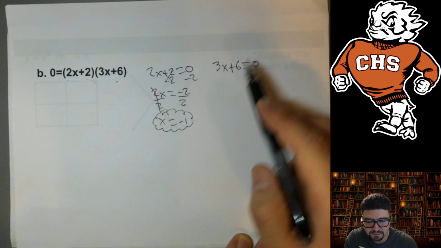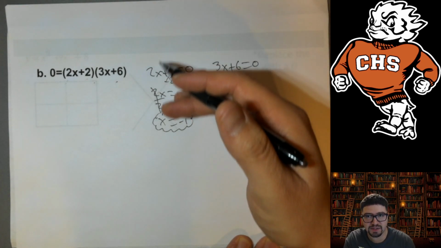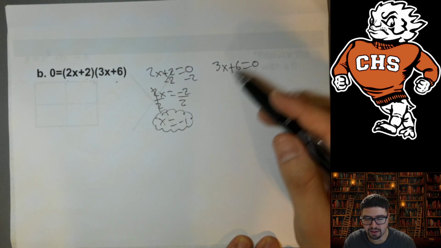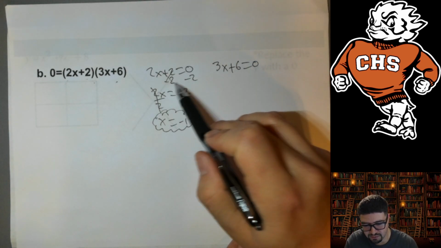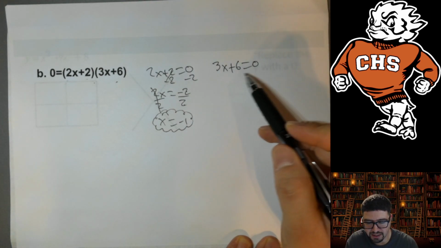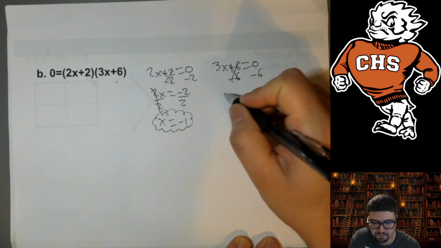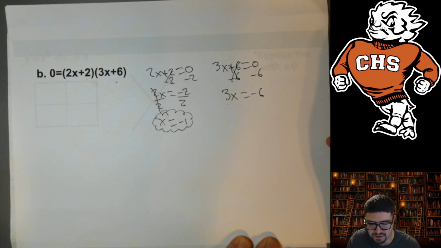Let's move on to the next one. 3x plus 6 equals 0. It's the same exact process that we saw right here on this side, but we're just going to apply that to different numbers. So instead of starting with minus 2 on both sides, we're going to start with minus 6 on both sides, since that's the inverse of plus 6. So we end up with 3x on this side equals negative 6.